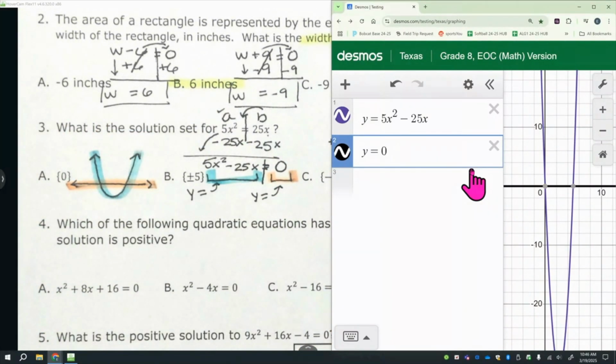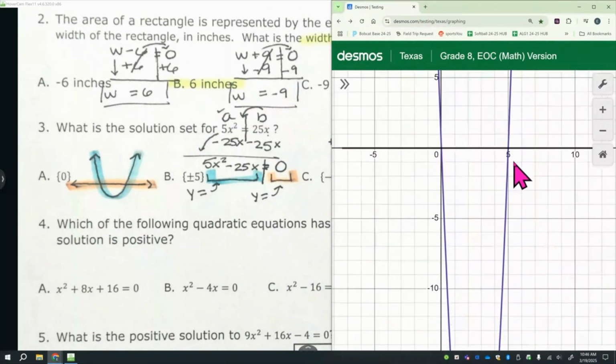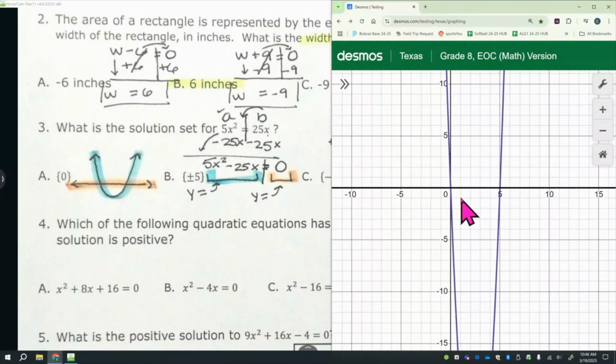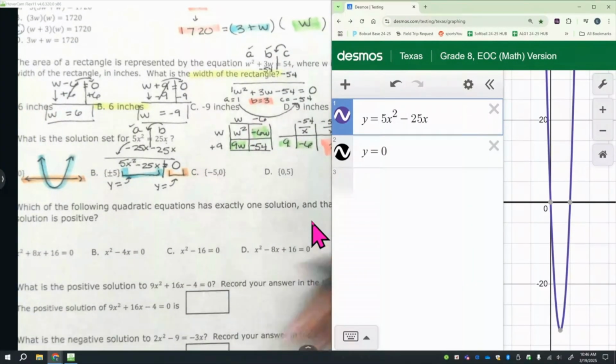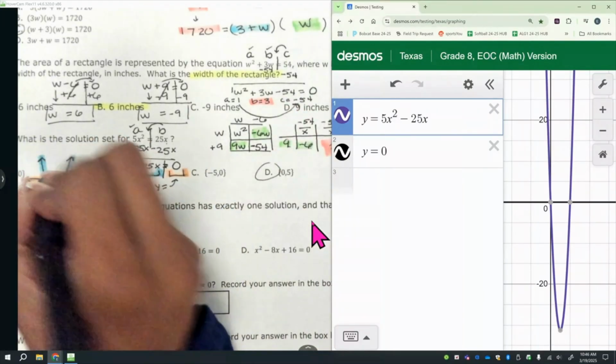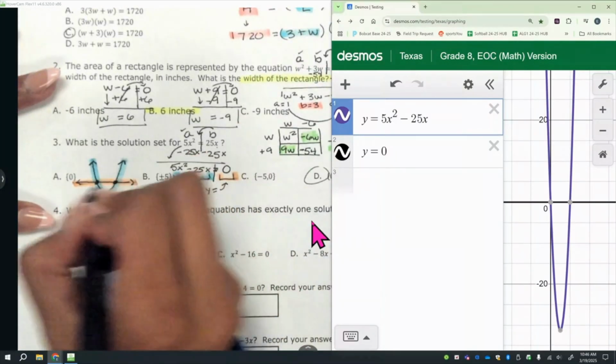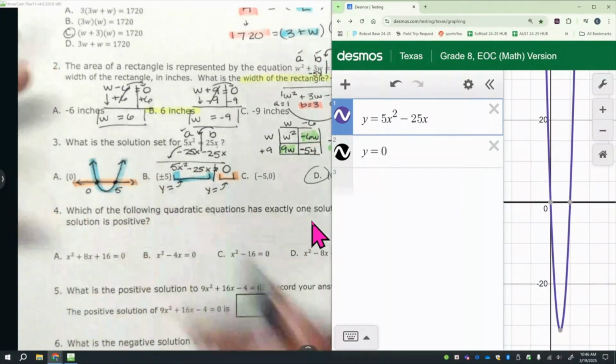And in order to find our solution set, I'm going to click on where these two cross. So here's my parabola. Here's the line. This is where they touch. Two places, at 0 and at 5. So that's my solution set, the x values, 0 and 5, which is going to be answer choice D. I'm just going to finish drawing that here. 0 and 5.